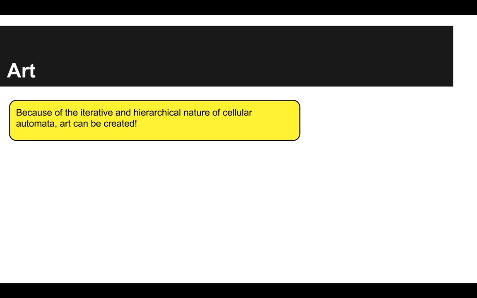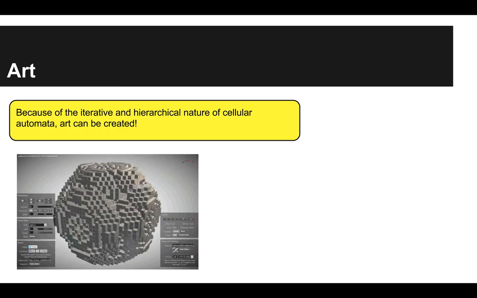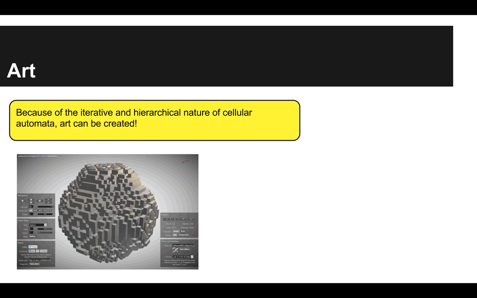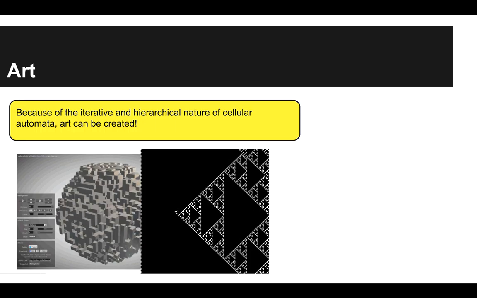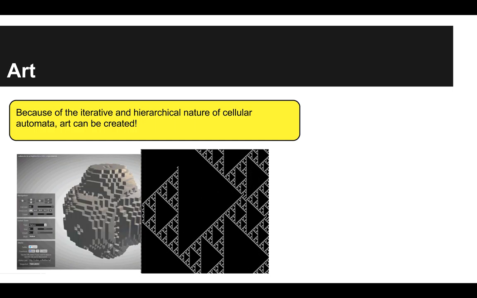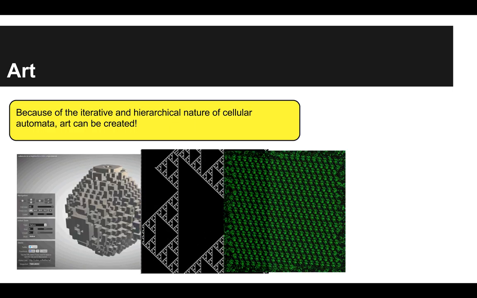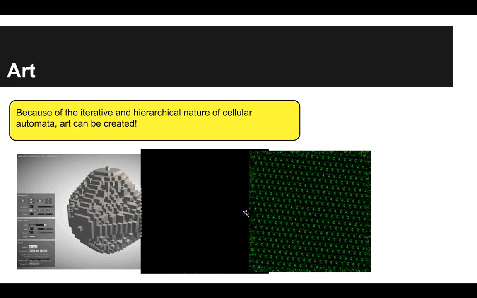One of the final aspects of this, of course, is art. People have fun with it. Because of the iterative and hierarchical nature of cellular automata, art can be created. We have things like this, a bunch of cubes replicating themselves. We have stuff like this, a bunch of triangles forming to make bigger triangles. And then we have cool patterns like this.